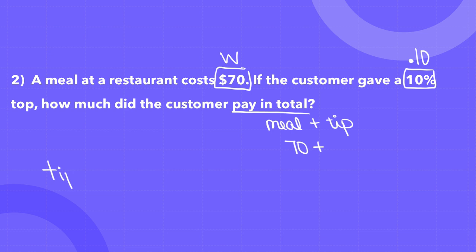So the tip is the 0.10 times the 70. How much of a tip is being left? $7. So to find the total, $70 meal plus a $7 tip, $77.